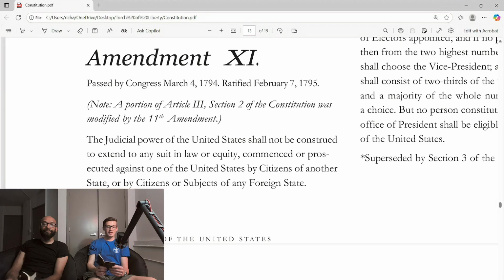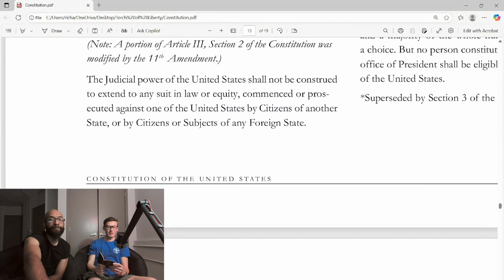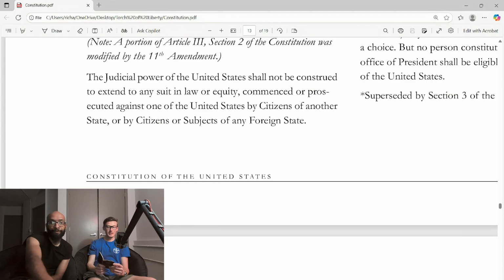Number 11. The judicial power of the United States shall not be construed to extend to any suit in law or equity commenced or prosecuted against one of the United States by citizens of another state or by citizens or subjects of any foreign state.